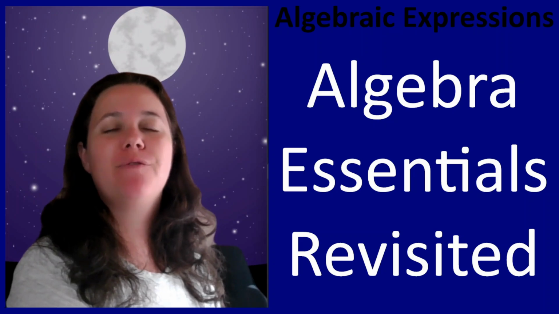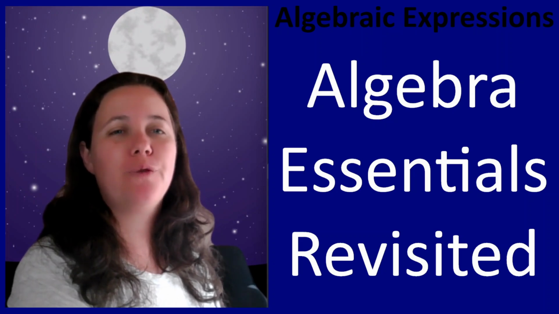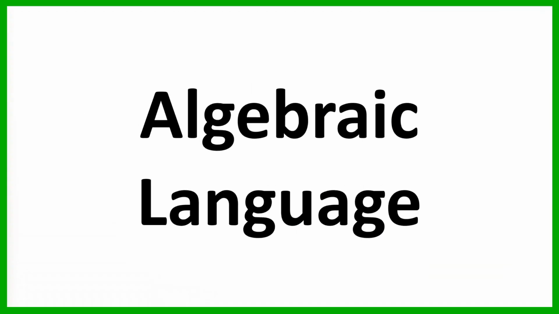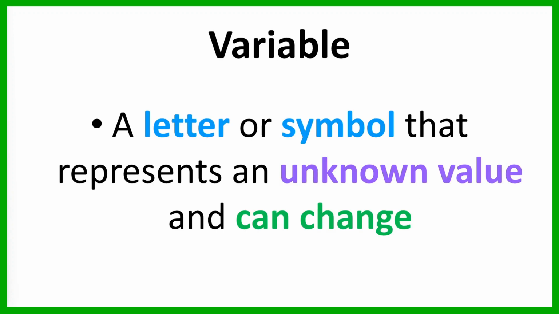Hi, today we're going to be revising the basics of algebra that you should already know. We're going to start off by looking at the language that we use in algebra, just to remind you about what all the different terminology means. So the first term is a variable. A variable is a letter or symbol that represents an unknown value and it can change value.